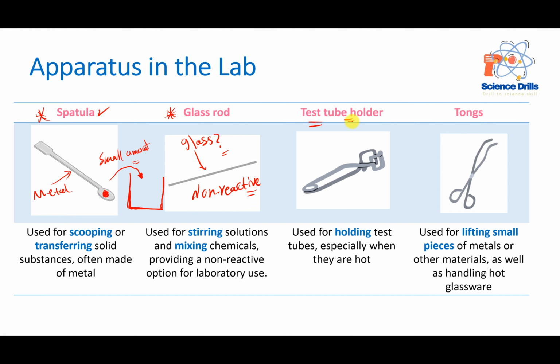Let's move to the test tube holder and the tongs. The test tube holder helps to hold the test tube in this way. We put the test tube here, and for example, if you want to heat, it will be much easier for you to heat by using the holder. And the tongs are different. For example, if you have magnesium strips, it's easier to hold them with the tongs. Also, if you have hot glassware, like a hot beaker, you can hold it using the tongs.